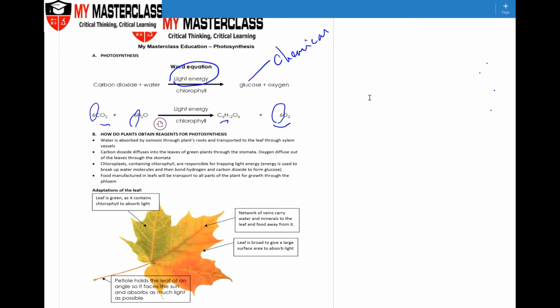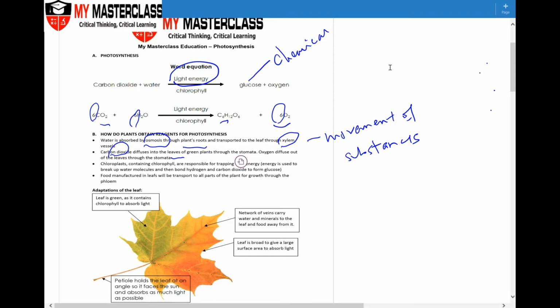Water can be taken in through osmosis at the plant roots. Osmosis is the movement of substances. Transportation will be through the xylem vessels itself. Carbon dioxide enters by diffusion through the leaves, and which part of the leaf is it? The stomata. Oxygen also moves through the stomata.